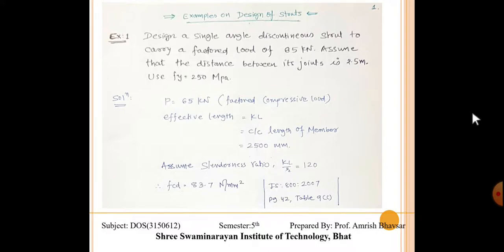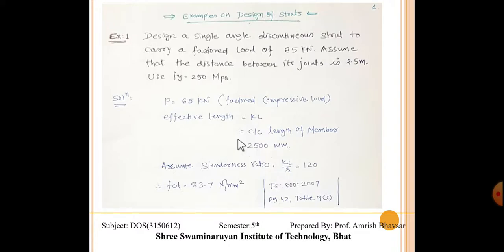Now for the analysis and design we have to take the slenderness ratio, that is KL upon R. It is the most important thing. So here we have no member, so we have to first assume KL upon R, that is 120 for a single angle, and if it is a double angle then it is 100. So here KL upon R is equal to 120.